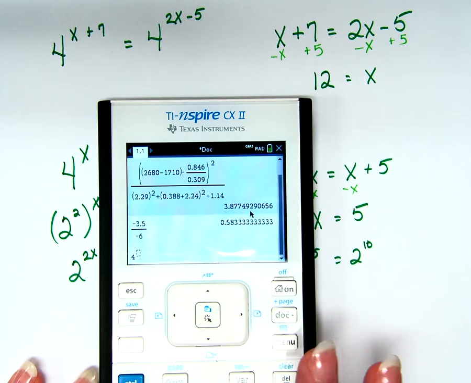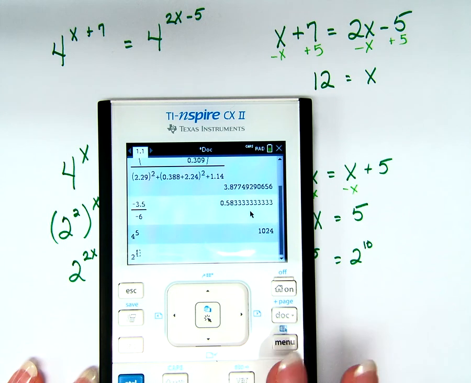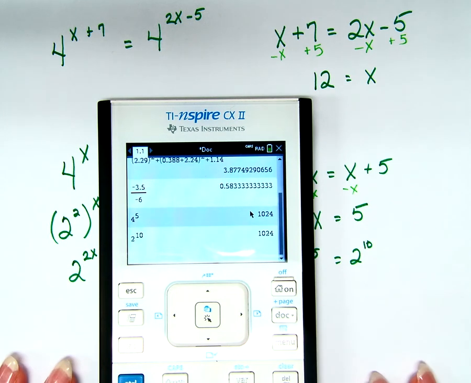4 raised to the 5th, enter. 2 raised to the 10th, enter. Are they the same? Yes.